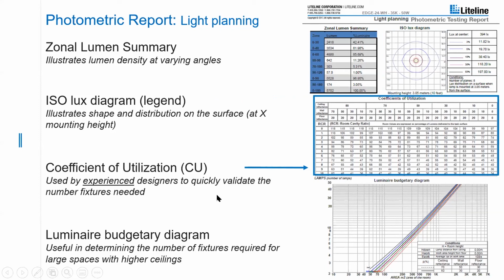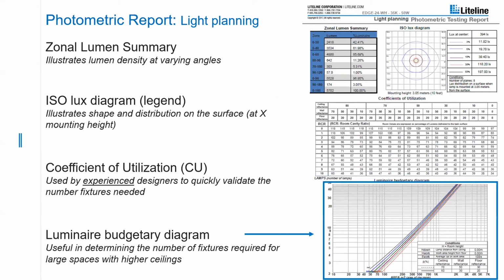The coefficient of utilization is generally no longer used because most software provides this kind of very quick layout utility without having to sit there and crunch all kinds of formulas. But the tables are there for experienced designers who want to use the data to very quickly define how many fixtures or what volume of light is needed for a space.